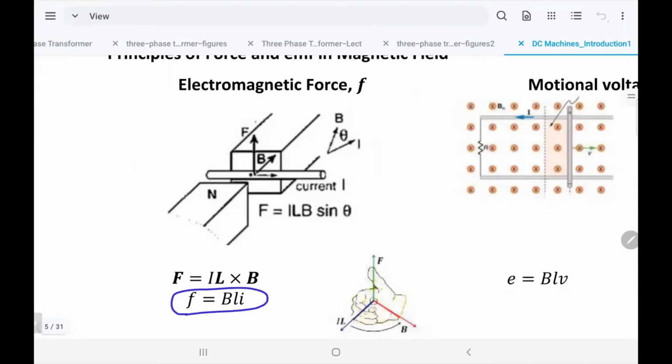About the direction. The direction is, as I show here in this simple rule, using the right hand. If this is the current, this is the vector of the current, so in this direction, that's the current.